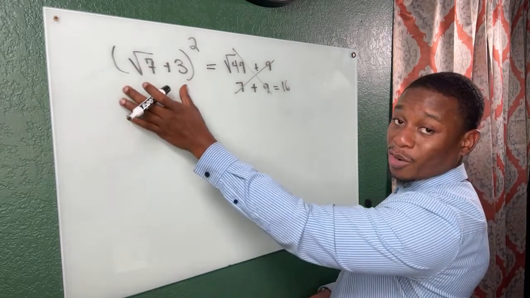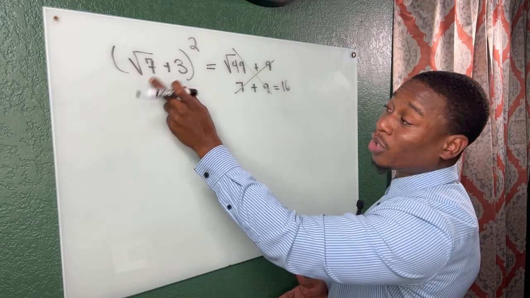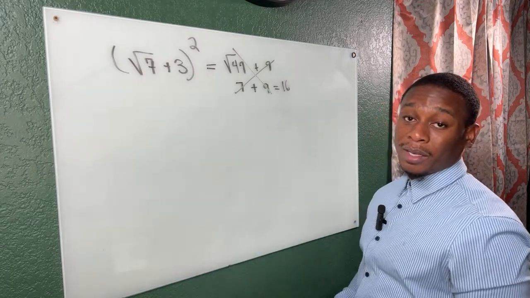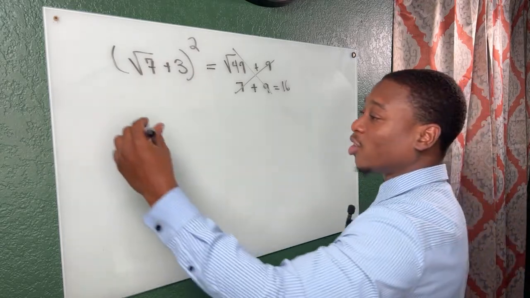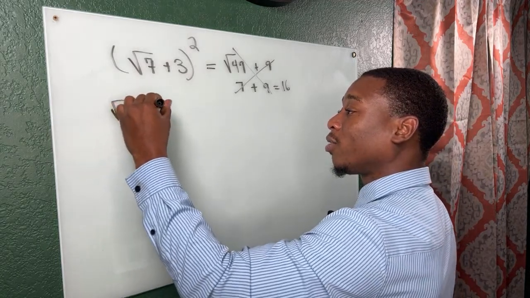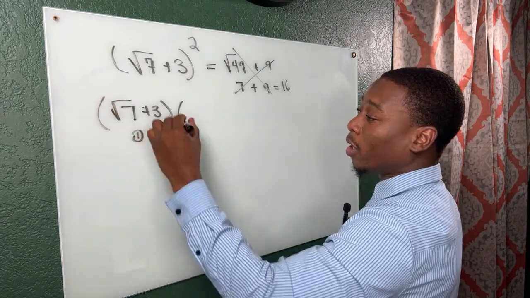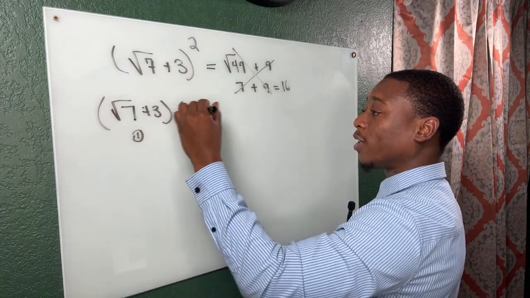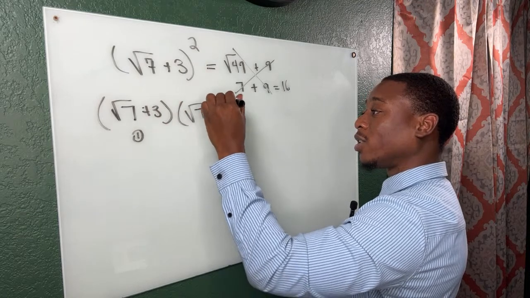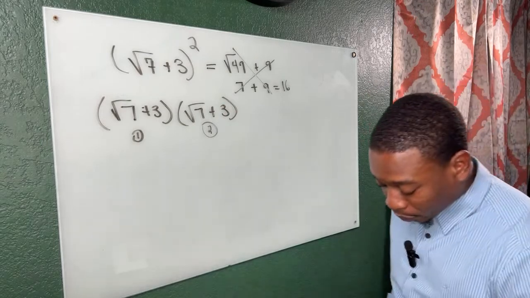When you see a binomial, basically an expression with two terms, we expand it, meaning we write it twice. So what they're telling you to do is take radical 7 plus 3 and multiply it by itself. So here goes the first one, and then here goes the second one, because it's set to the second power. This is what it's basically saying. So we're going to distribute now.